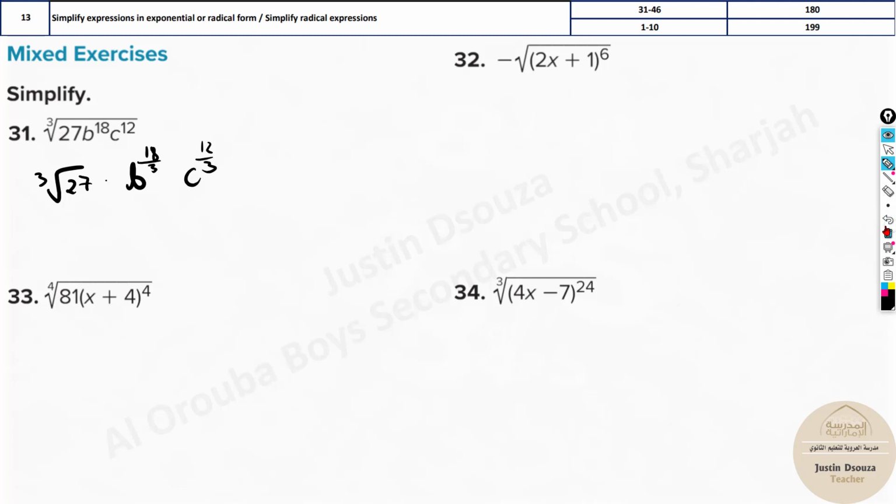Now here you can easily write it out. The cube root of 27 is 3, because 3 to the power 3 is 27. So here it will be 3, b to the power 6, c to the power 4. This is the answer. You can directly check the answer. It's a direct question, and you will have options. That's why we can use the calculator method as well.